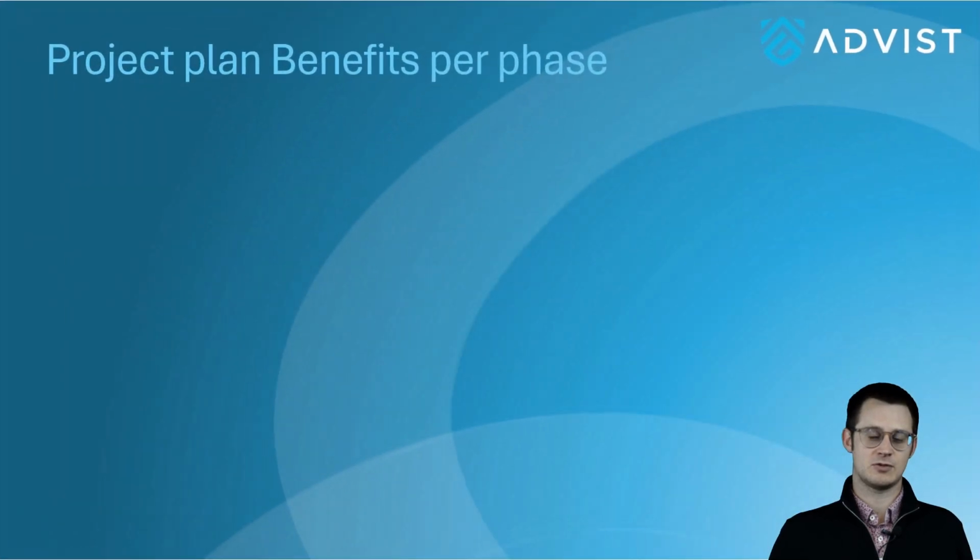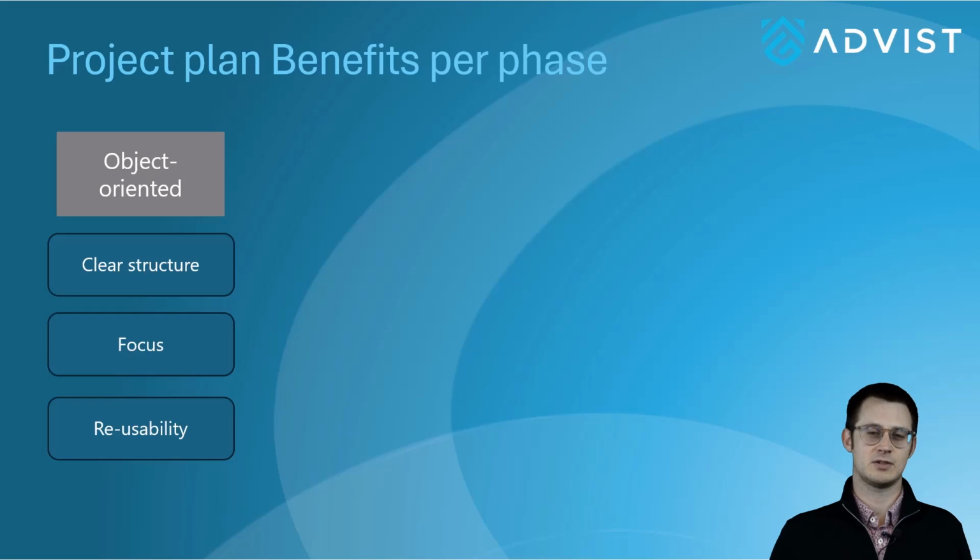But when do we use which variant? Here are the advantages of the individual variants. Object-oriented variant. Clear structure and traceability. The project is divided into concrete, tangible objects or units, e.g. systems, components, or products. Each object has defined properties, functions, and relationships, which makes planning and documentation easier.